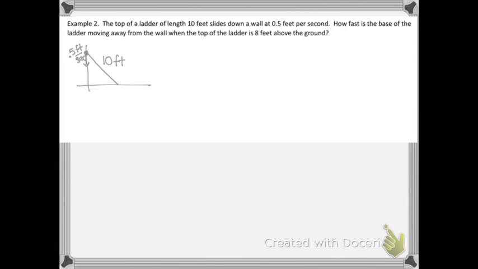And we want to know how fast the base of the ladder is moving away from the wall when the top of the ladder is 8 feet away. So at some certain point in time, this is going to be equal to 8. So this is a triangle problem.